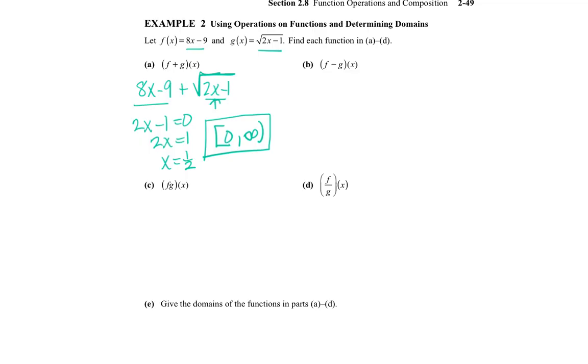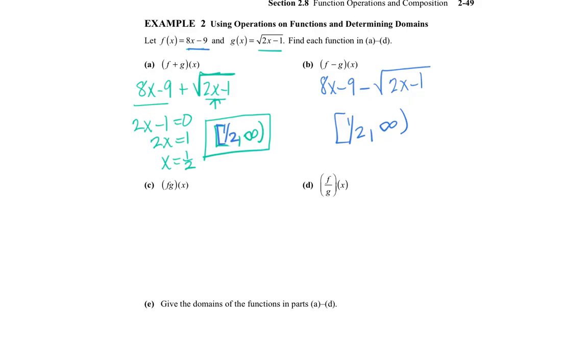All right, the next one here we've got to subtract them. So now we have 8x minus 9, because that's the f part, minus the square root of 2x minus 1. And your domain's going to be the same, because 2x minus 1 has to be equal to 1/2 or anything greater than. So same thing over here, 1/2 to infinity.